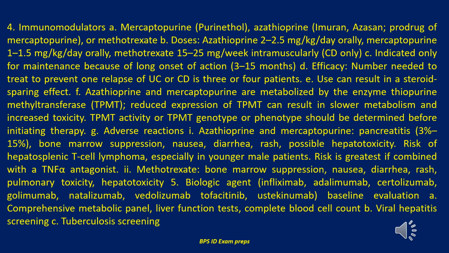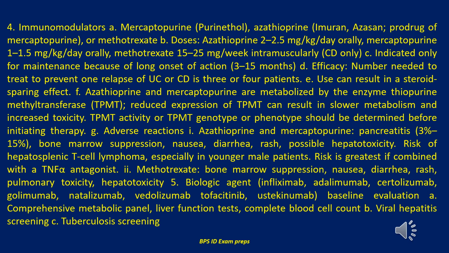C. They are indicated only for maintenance because of long onset of action, which is 3 to 15 months. D. Regarding their efficacy, the number needed to treat to prevent one relapse of UC or CD is 3 or 4 patients. E. The use can result in a steroid-sparing effect. F. Azathioprine and mercaptopurine are metabolized by the enzyme thiopurine methyltransferase, abbreviated as TPMT. Reduced expression of TPMT can result in slower metabolism and increased toxicity.